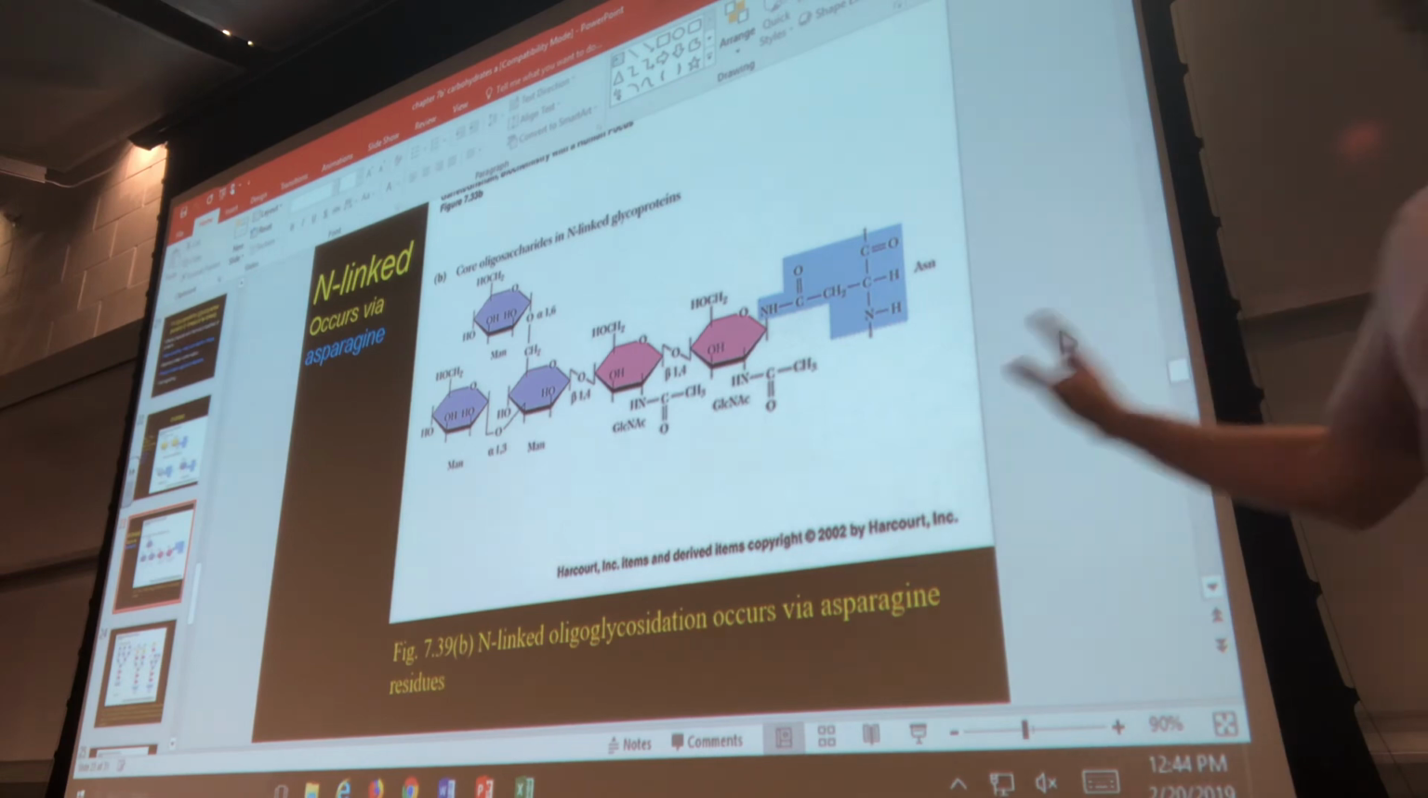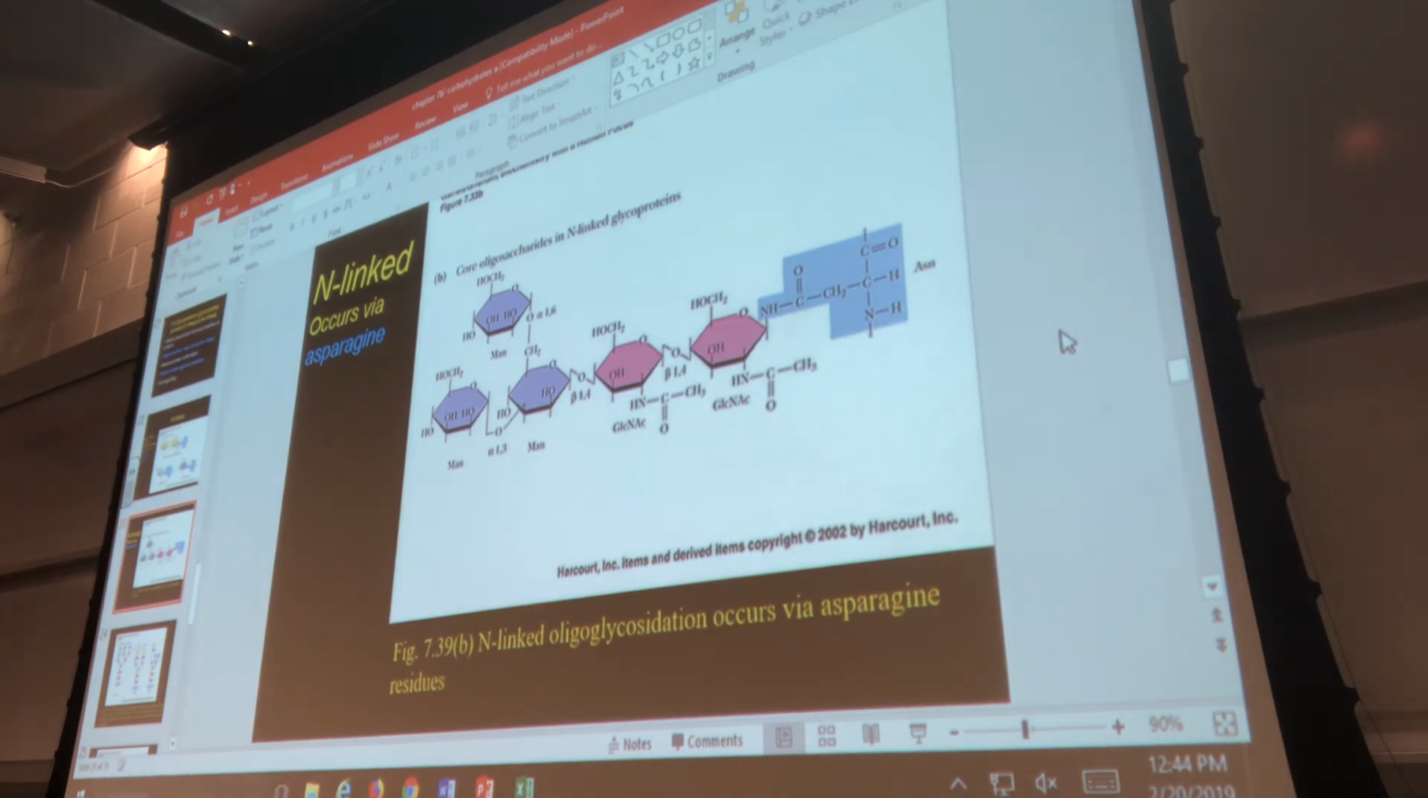And the only example they have here is one attached to asparagine. So there's only 3 amino acids you have to worry about. If you see any one of those attached to a sugar, whether 1 or more sugars, you know you're dealing with a glycoprotein. Okay?